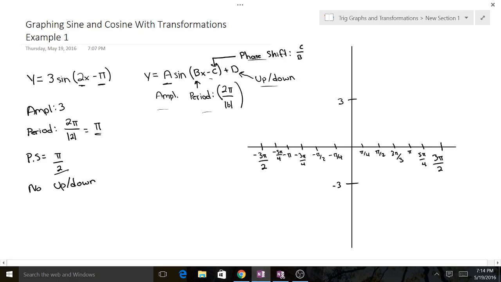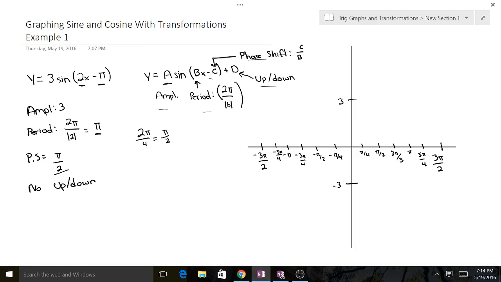Sorry if you can't read those, I wrote them small, but it's just counting by pi over 4s because our period is pi, and the period divided by 4 is all your critical points. You can think about it like 2 pi divided by 4 equals just pi over 2, and that's what we always draw our critical points in the standard way.